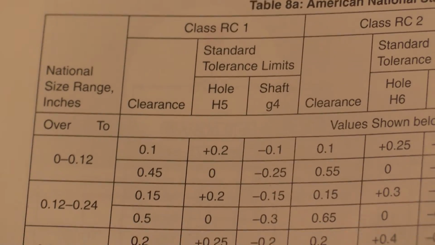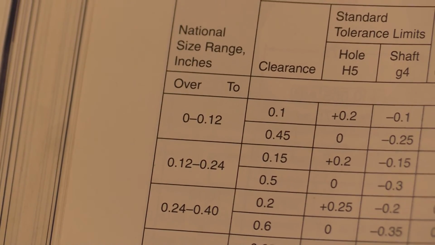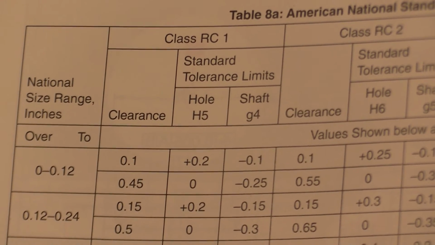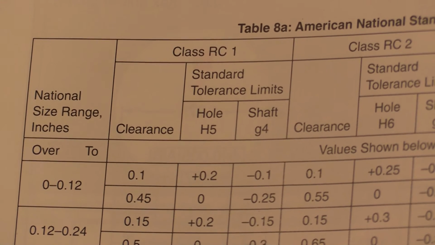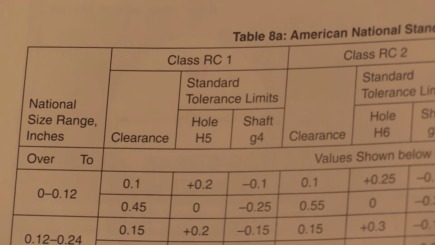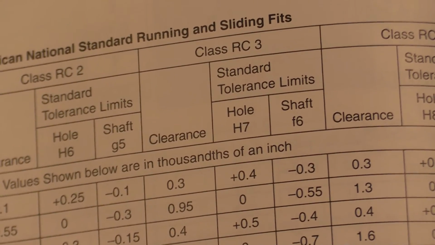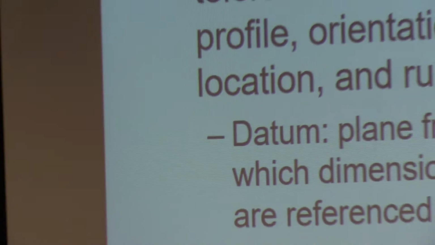You can see the national size range in inches. Let's do the top one, 0 to 0.12, the clearance is 0.1. For a hole, you're allowed 2 thousandths greater, the shaft can be 1 thousandth smaller, okay? I want you to work through this, come to Dan or myself for any questions you might have on it.